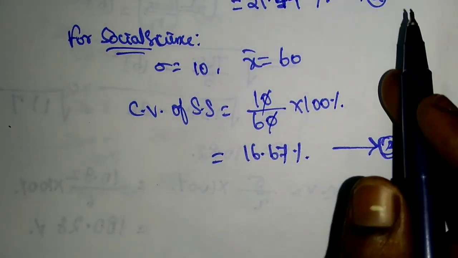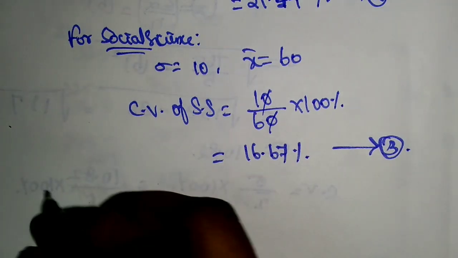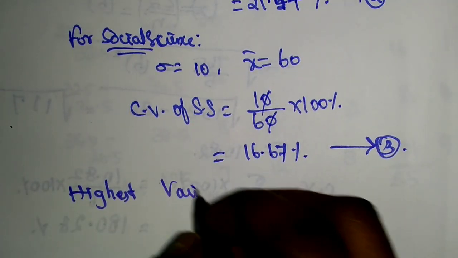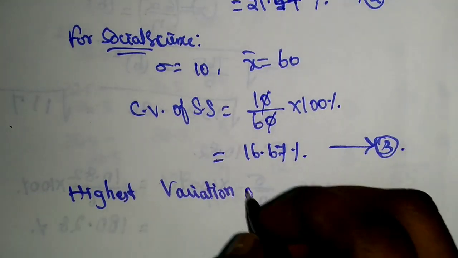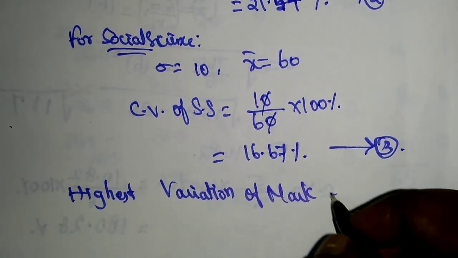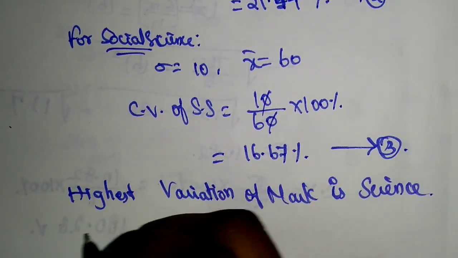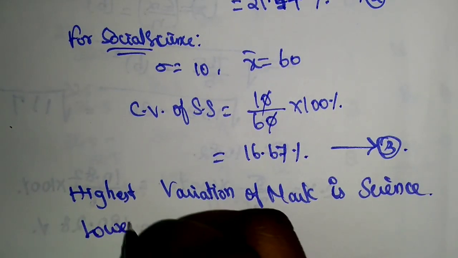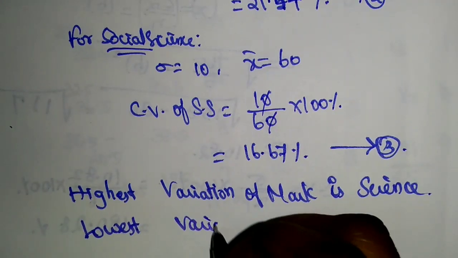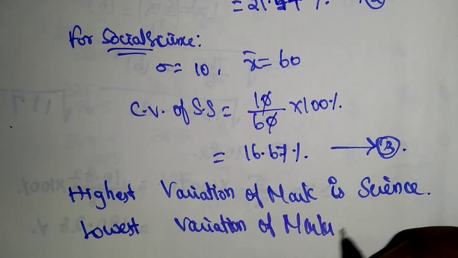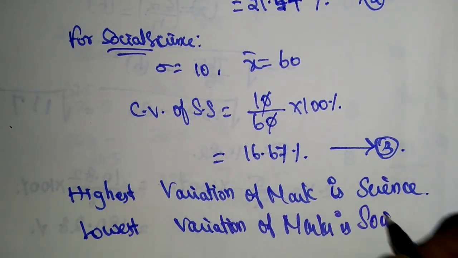From equations 1, 2 and 3, we get the highest variation in marks is of science, and the lowest variation in marks is of social science.